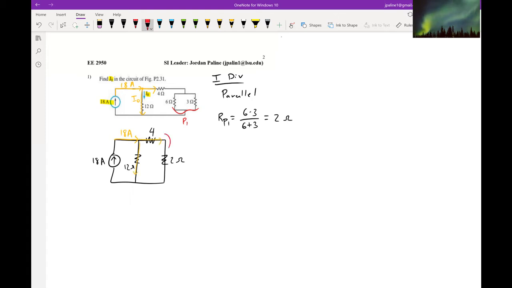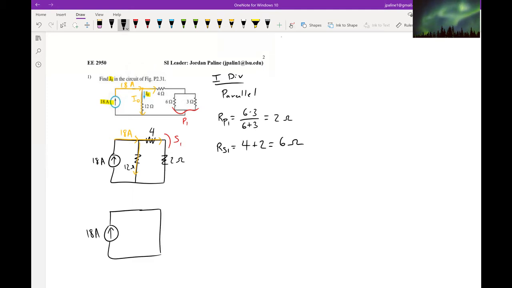Okay, and we see that these two are in series. So I'll call that series 1. So R series 1 is equal to 4 plus 2, which will give us 6 ohms. Okay, we redraw again down here. We will have 12 ohms, then we'll have 6 ohms. And then finally, 18 amps split up this way and that way.